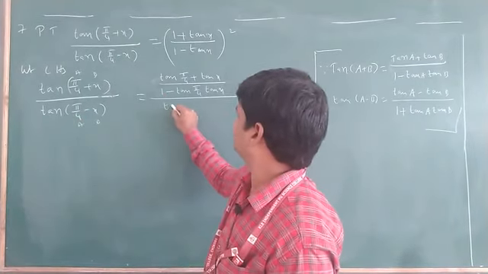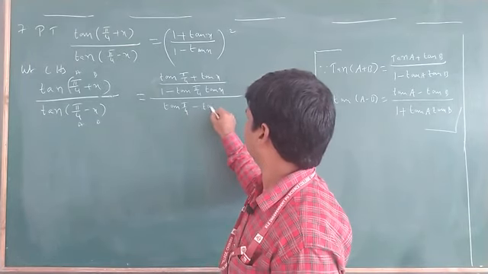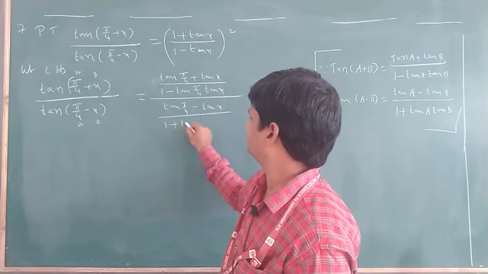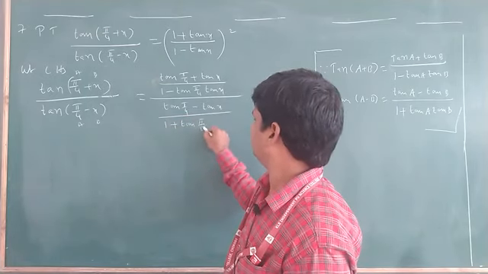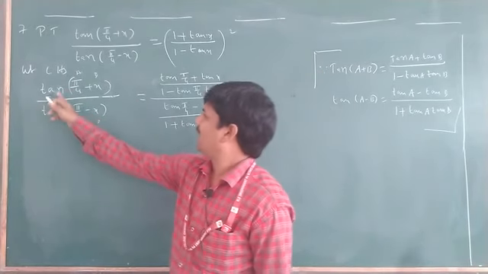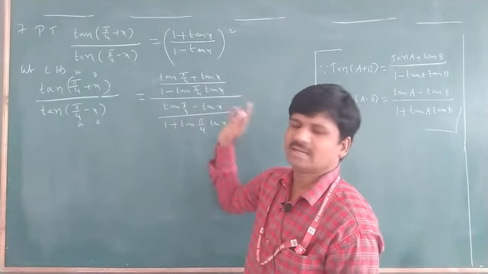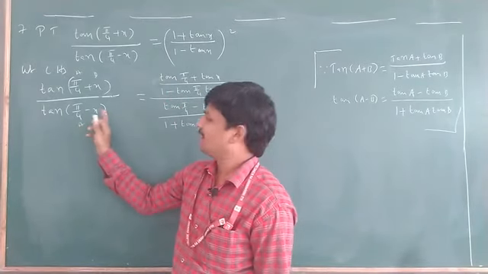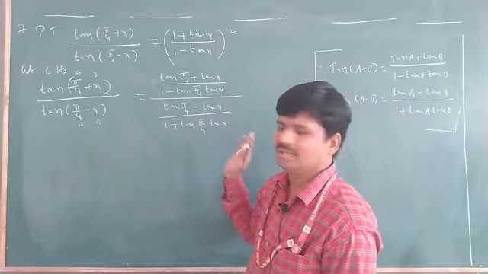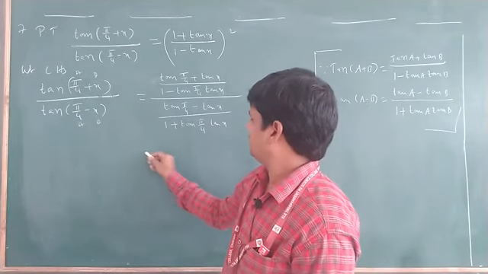What is the denominator? Tan a minus tan b by 1 plus tan a tan b. So tan of a plus b is tan a plus tan b by 1 minus tan a tan b, and tan of a minus b is tan a minus tan b by 1 plus tan a tan b. Clear? Yes.